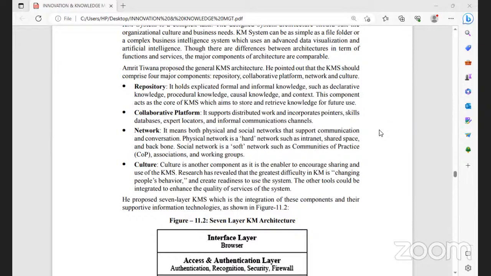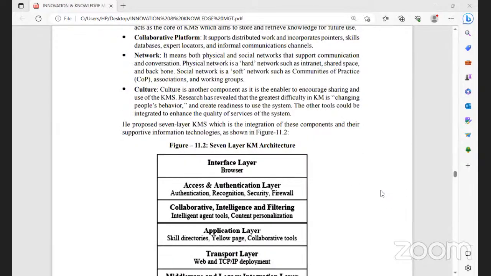And next one is culture. Culture is another component as it is the enabler to encourage sharing and use of the knowledge management system. Research has revealed that the greatest difficulty in knowledge management is changing people's behavior and creating readiness to use the system. The other tools could be integrated to enhance the quality of services of the system. Means culture here means integration for improving the quality in the knowledge management system.